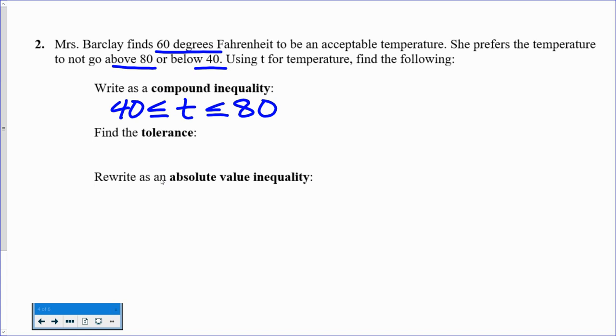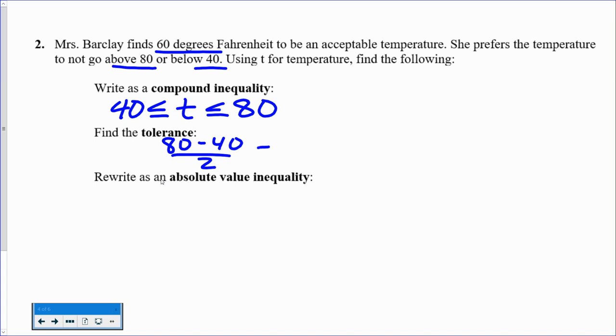To find the tolerance, I need to find the difference from my maximum and minimum and divide it by 2 to show how far off I can be on both sides of that desirable amount. Now, some of you could probably do this in your head, totally fine.